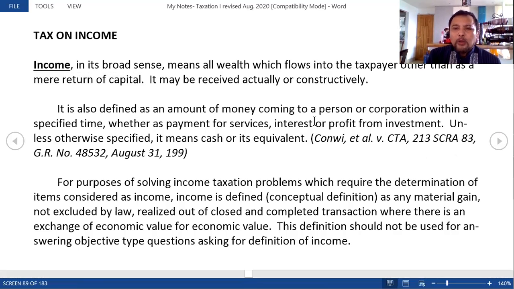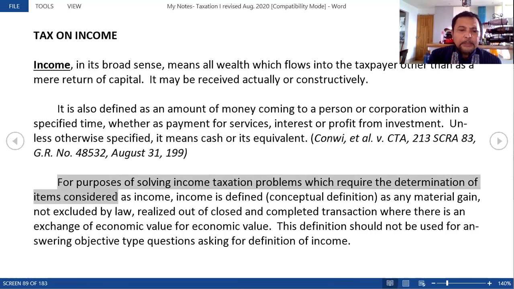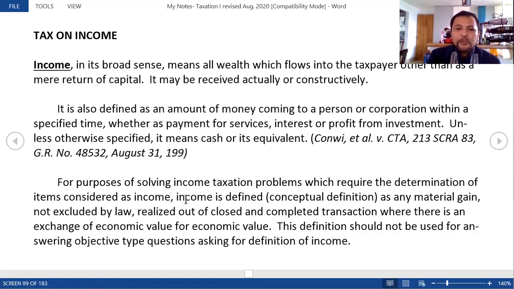Income is also defined as an amount of money coming to a person or corporation within a specified time, whether as payment for services, interest, or profit from investment. Unless otherwise specified, it means cash or its equivalent. And then we have another definition for purposes of solving income taxation problems which require the determination of items considered as income. Income is defined as any material gain, not excluded by law, realized out of a closed and completed transaction.